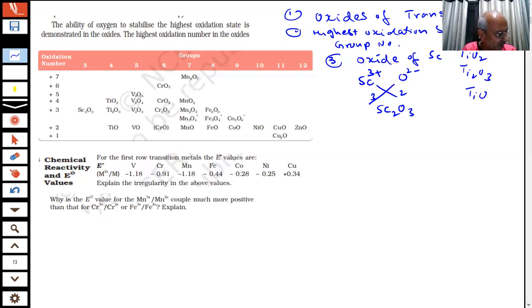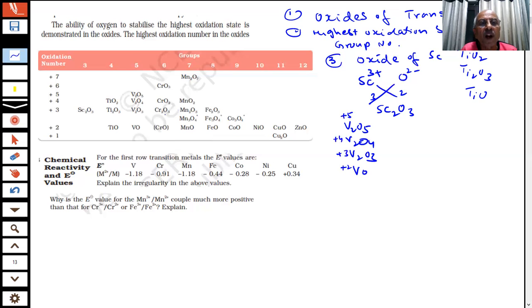What happens to vanadium, students? Vanadium has V2O5, V2O4, V2O3, and VO. So how many oxidation states is it showing? 4. What is the oxidation number here? +5, +4, +3, and +2. So vanadium is able to form oxides in this way, and there could be some oxocations or oxoanions also, depending.